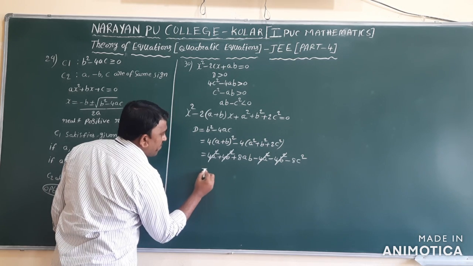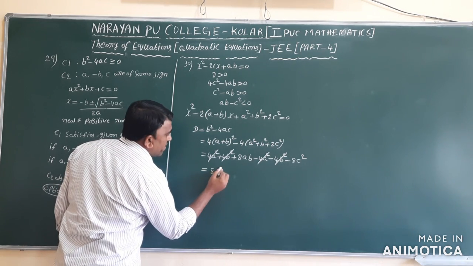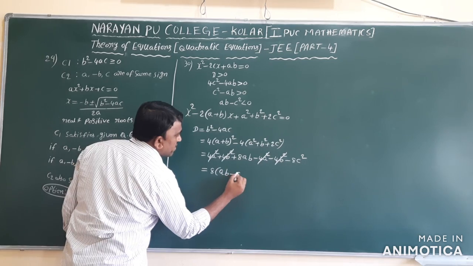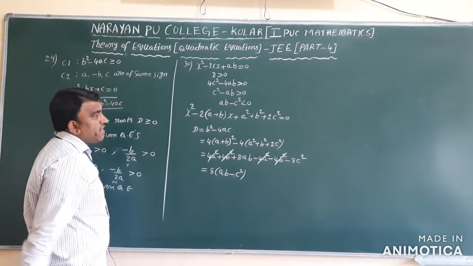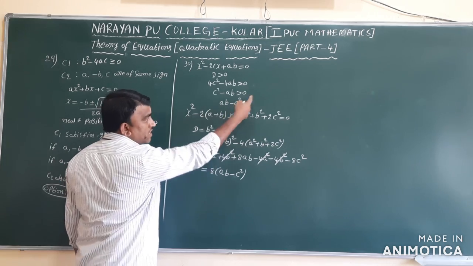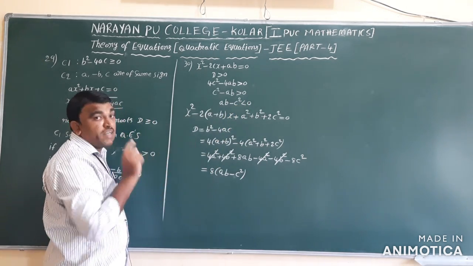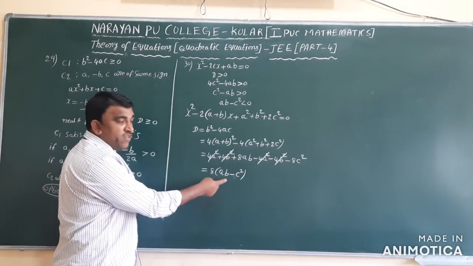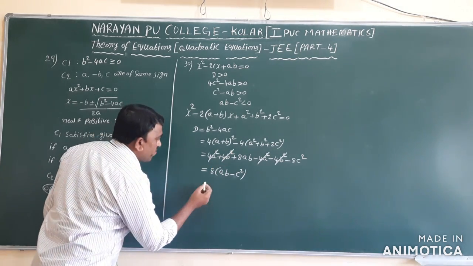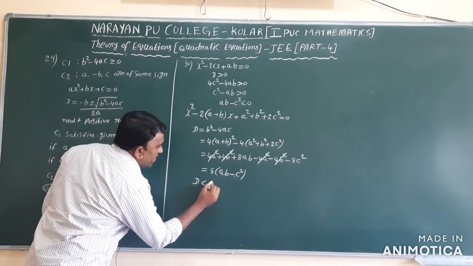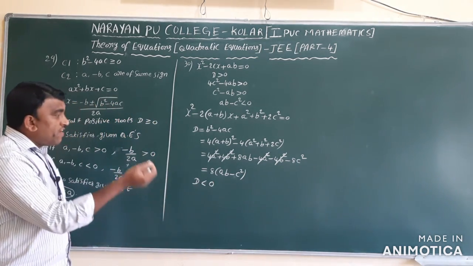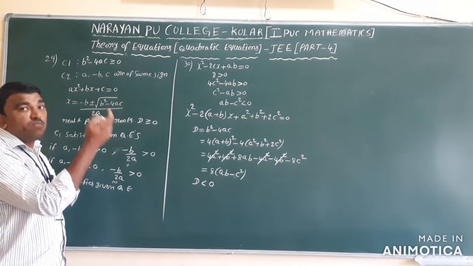So 8 take common, 8 of (ab minus c square). But already we got ab minus c square is less than 0. Less than 0 means a negative value. 8 into a negative value is completely less than 0 only. That is, D is less than 0. Whenever the discriminant is less than 0, the roots are imaginary.